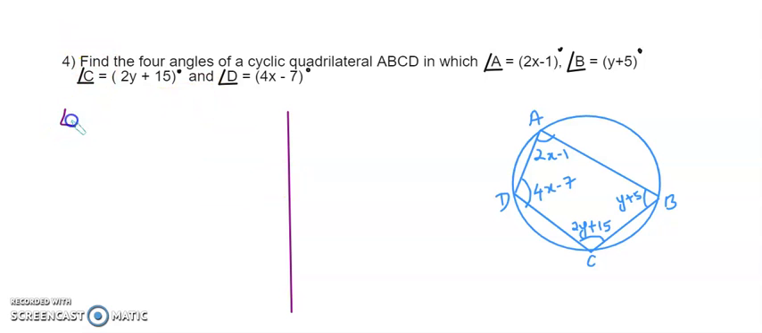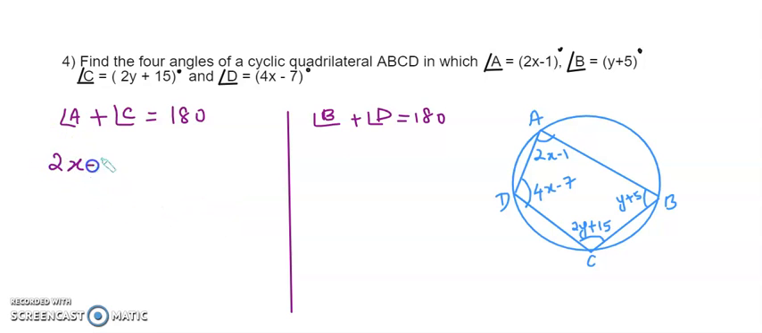So in this case, which is the first angle which is diagonally opposite? Angle A plus angle C. If I add them, it should be 180. That is the rule for a cyclic quadrilateral. In the same way, which are the two diagonally opposite angles? Angle B and angle D, which should add up to 180. What is angle A given here? 2x minus 1, plus, what is angle C given here? 2y plus 15 equals 180.